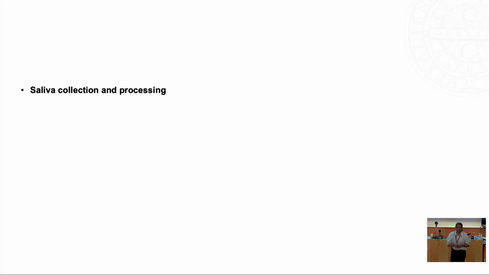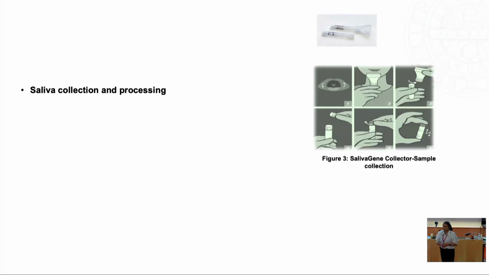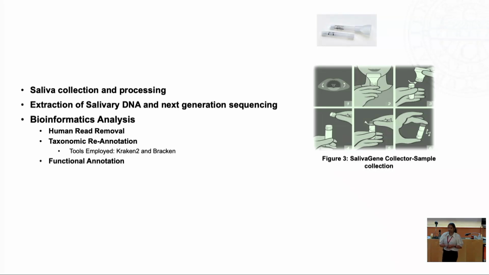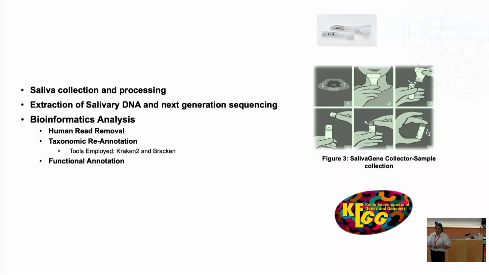Saliva samples were collected from the participants following certain instructions, using a saliva gene collector. Next-generation sequencing was done, and then taxonomic annotation was performed using Kraken and Bracken tools. Functional annotation was based on KEGG modules. In addition, we also used qPCR to measure the absolute abundance of selected oral bacteria.